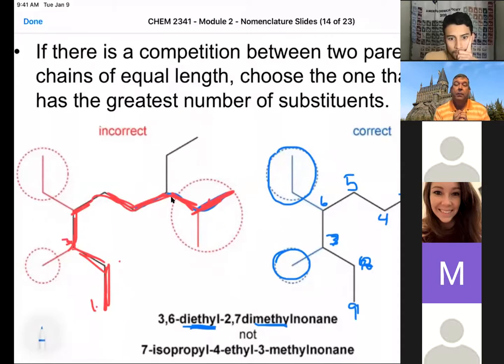So let's identify where those different groups are. We have 1 ethyl on the 3 carbon. We have 1 ethyl on the 6 carbon. So we do 3,6-diethyl. So we've assigned those 2 substituents first because of their alphabetization, dash, and then our methyl group is on the 2 carbon and on the 7 carbon here. So it's 2,7-dimethylnonane.